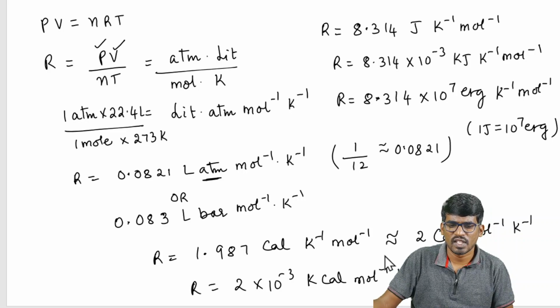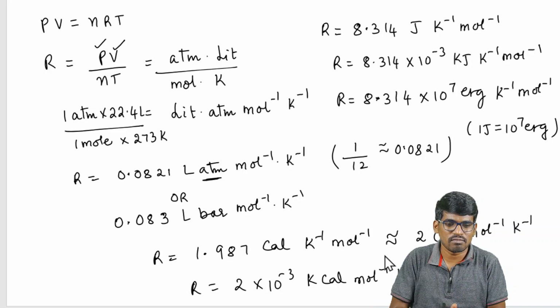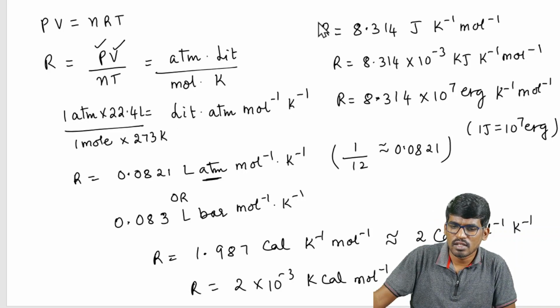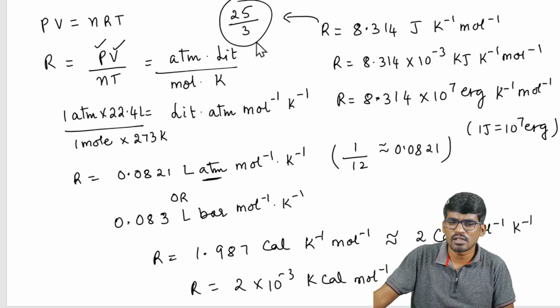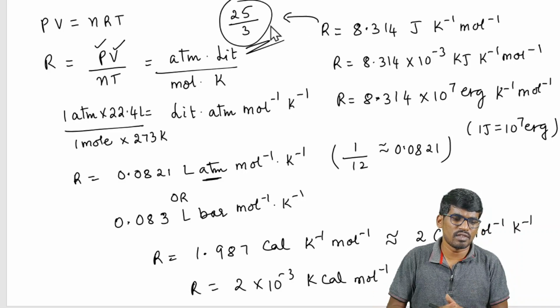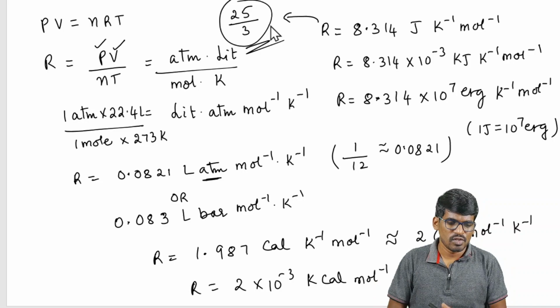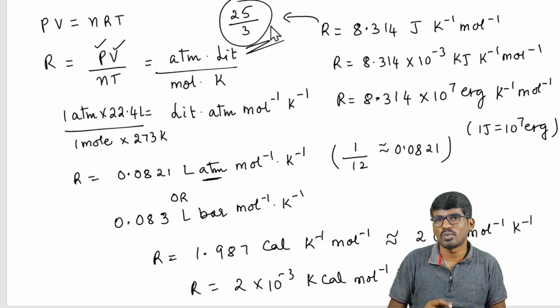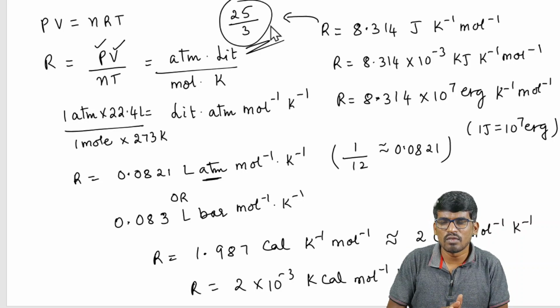See, there are different values for R, and many times they will give it to you in the examinations. 8.314, I can write it as 25 upon 3 for simple calculations. Is that clear? So it's all about the ideal gas equation, and we have given a detailed discussion about the ideal gas equation, and we will be solving some questions also in later sessions, of course.